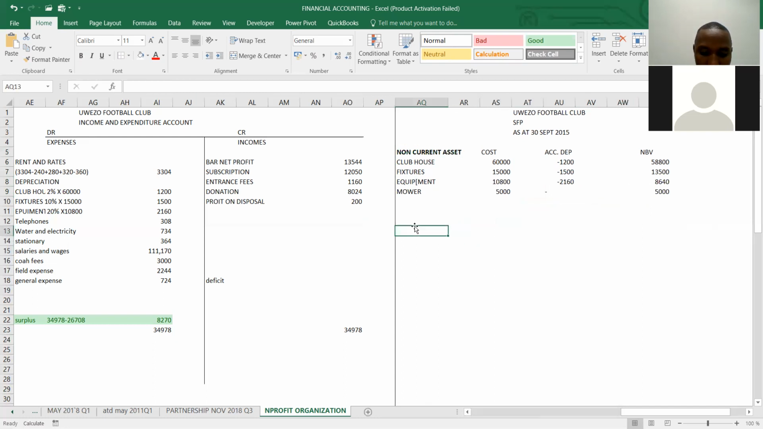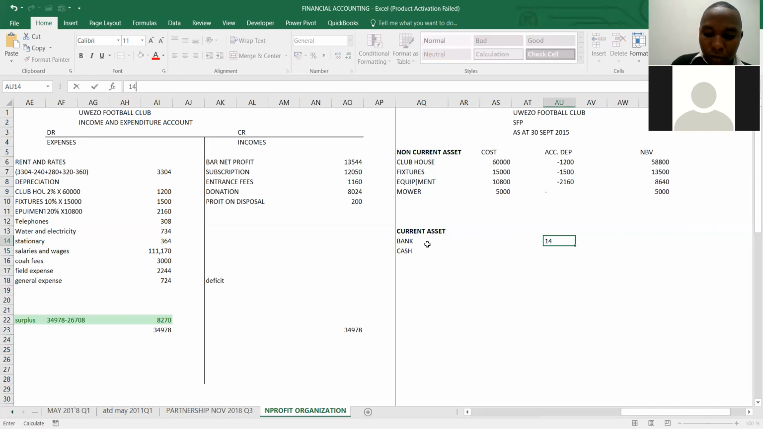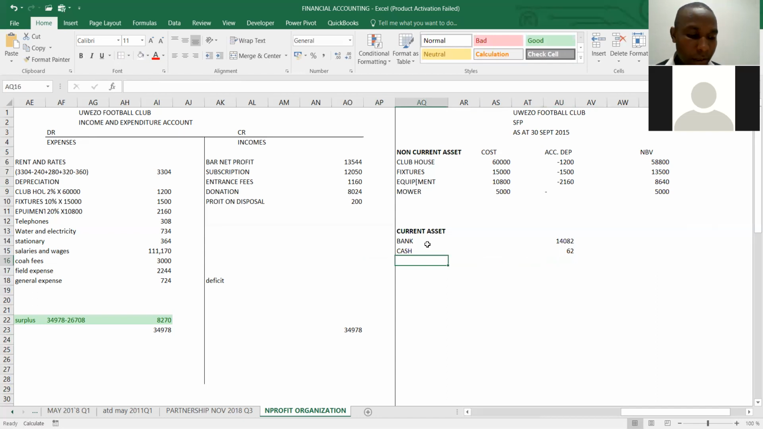We go to current assets. We start with the bank, then cash. So our bank ni ngapi? Kwa receipt and payment, that is the balance carried down. Tuko na bank ya ngapi? 14,082. Tuko na cash ya ngapi? 62, right? 62.